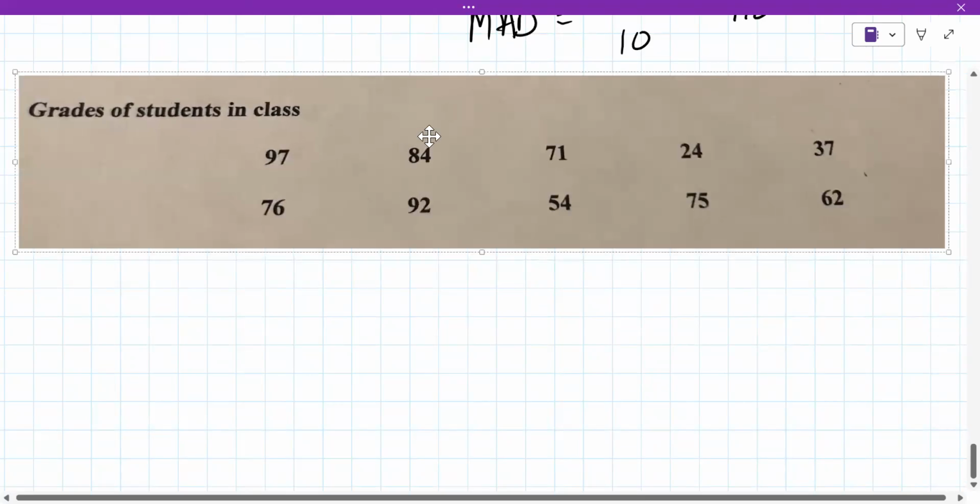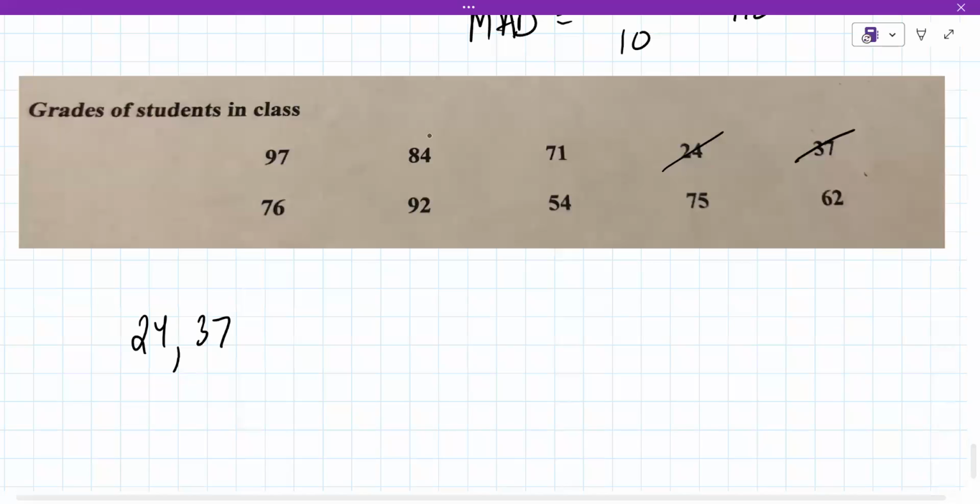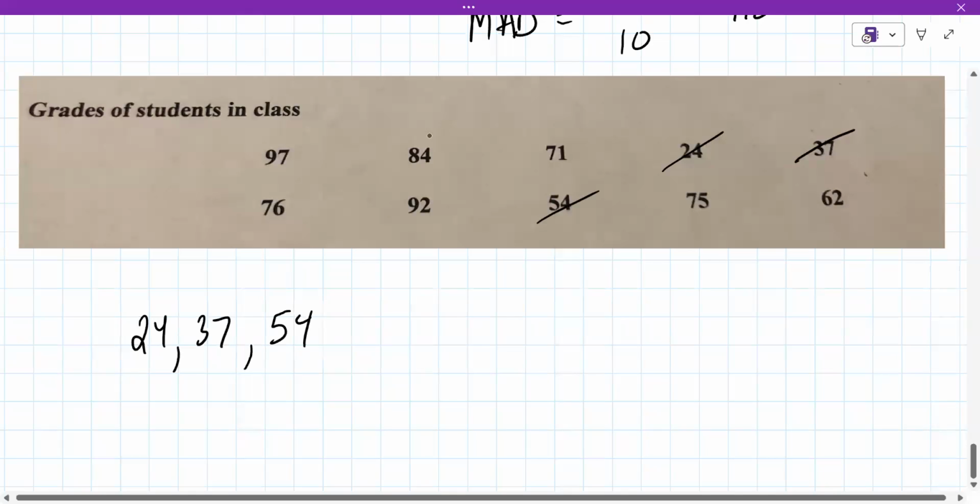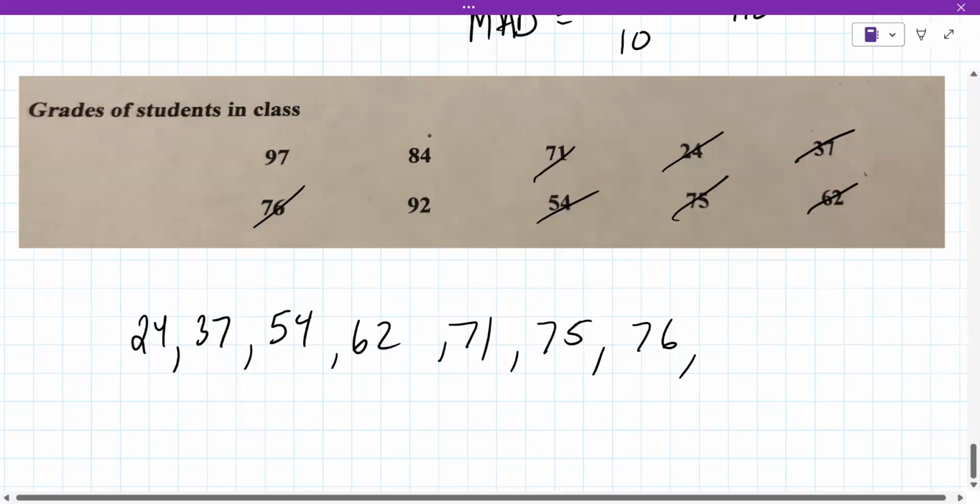Okay, got to put them in order, right? Got to start by putting them in order. So 24, comma. Now, sometimes it's hard to find an order, so you could leave some space in between them, where you just really be sure. That looks like maybe 54 is next. 62, 71, 75, 76, 84, 92, and 97.